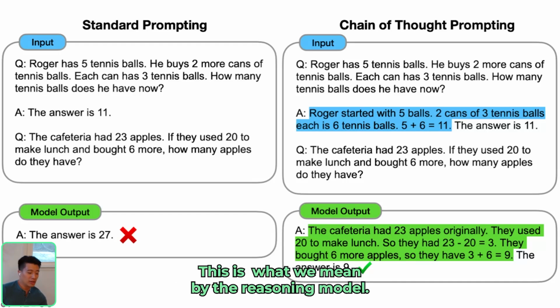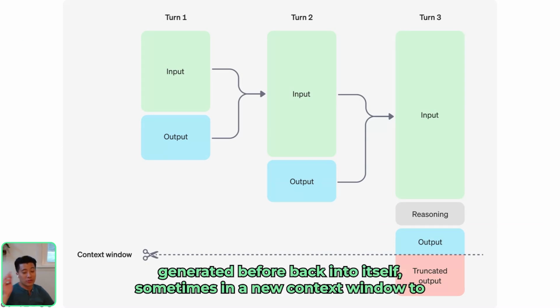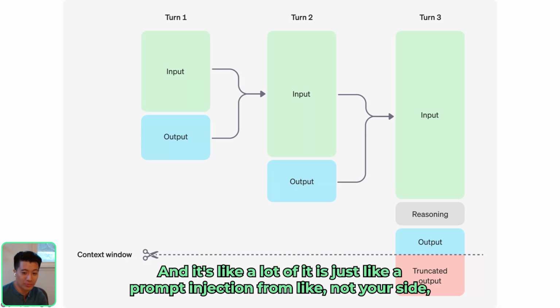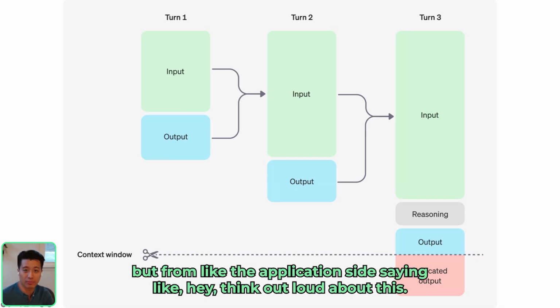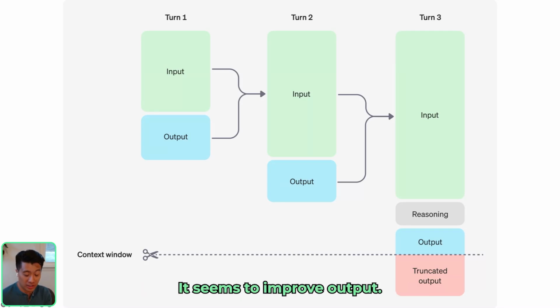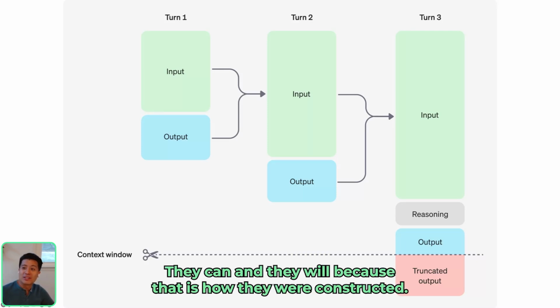This is what we mean by the reasoning model. So this is just continuously feeding its own thought process and what it's generated before back into itself, sometimes in a new context window to just sort of say like, hey, is this correct? Is this right? Think through the problem first. And a lot of it is just like a prompt injection from, not your side, but from the application side saying like, hey, think out loud about this. But again, it's not thinking, it's just generating text that amounts to how you might think about this problem. It seems to improve output. It seems to correct a lot of things. Again, they're still capable of hallucinating. They can and they will, because that is how they were constructed.